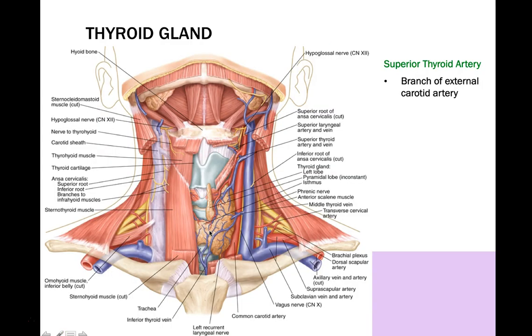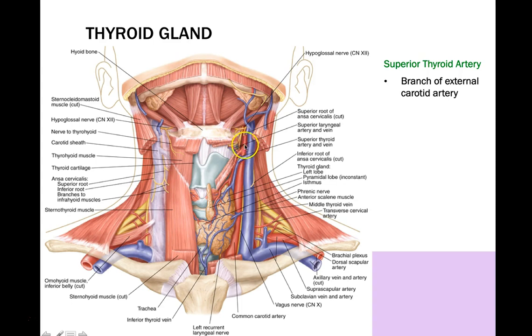Now we also have the superior thyroid artery that we need to know on the thyroid gland. So that is going to branch off of this external carotid artery. Remember, down here off of the aorta, we would have the common carotid artery, and that would split into, at about the level of the superior border of the thyroid cartilage, it's going to split into the external carotid artery and the internal carotid artery.